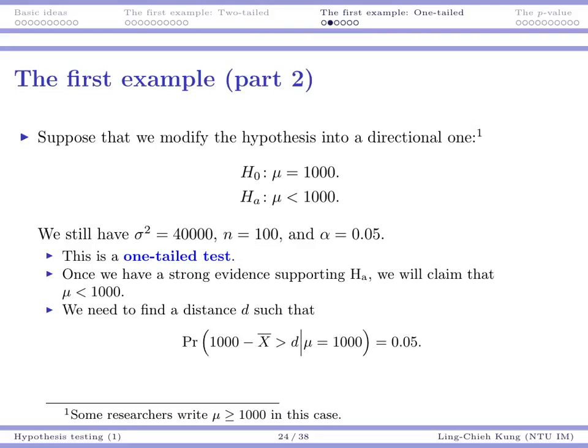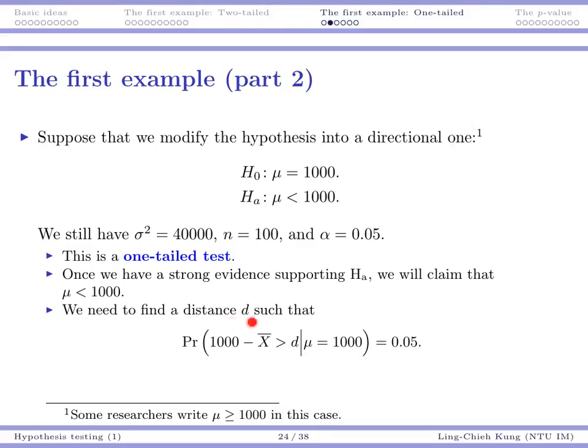We still follow our assumption that sigma is 200, n is still 100, and alpha is 5%. So the numbers here are the same. The only difference is that our alternative hypothesis becomes a one-tail hypothesis, in particular, a left-tail hypothesis. So this is a one-tailed test, or a left-tailed test. If we have strong evidence showing that's true, eventually our claim would be that mu is less than 1000.